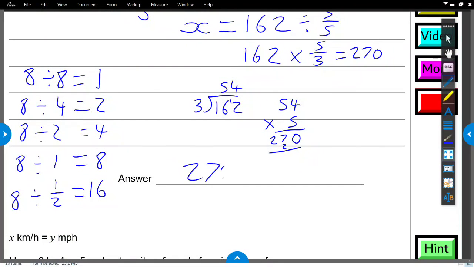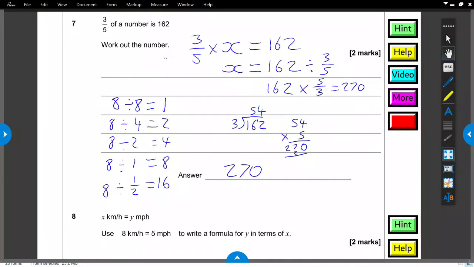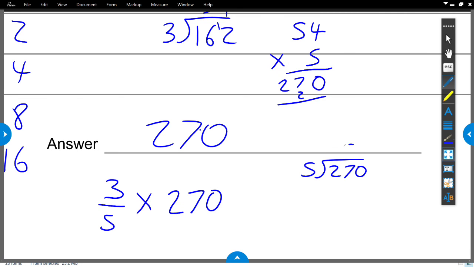In an exam, probably I'll just leave it there and think, that's reasonable because it's bigger than 162, but we could go ahead and check this if we wanted to. So we could try and find out what 3/5 of 270 is. The "of" means times, so we can replace that. And again, we don't want to make this difficult, so we're not going to do 3 times 270. We're going to do 270 divided by 5 first, which goes in 5, remainder 2, goes in 54. That's the number we had up here. So we're basically just undoing that. And then we times by 3. So we do 54 times 3. Yes, we get 162.